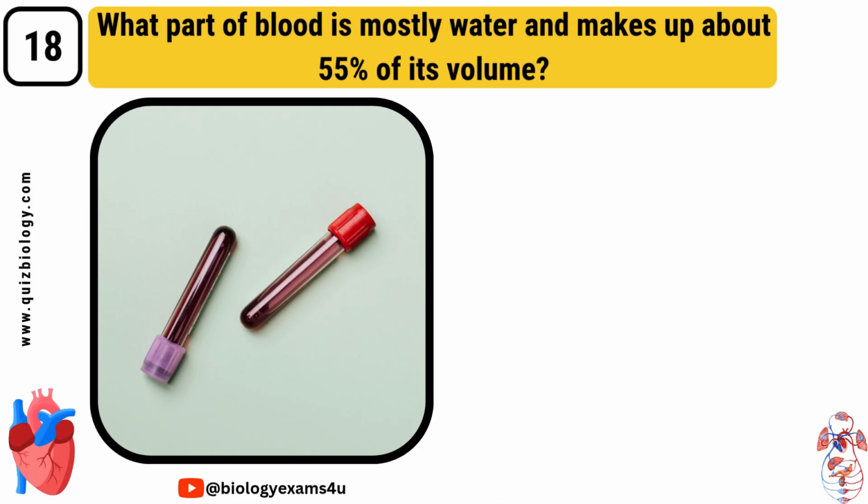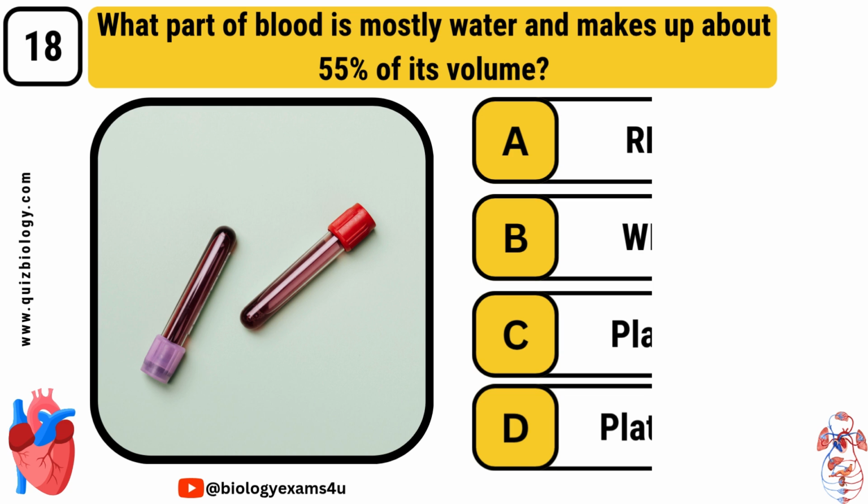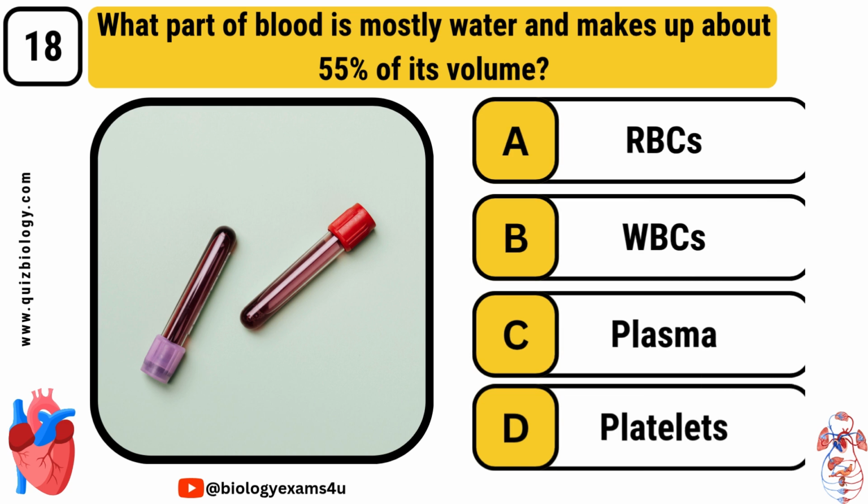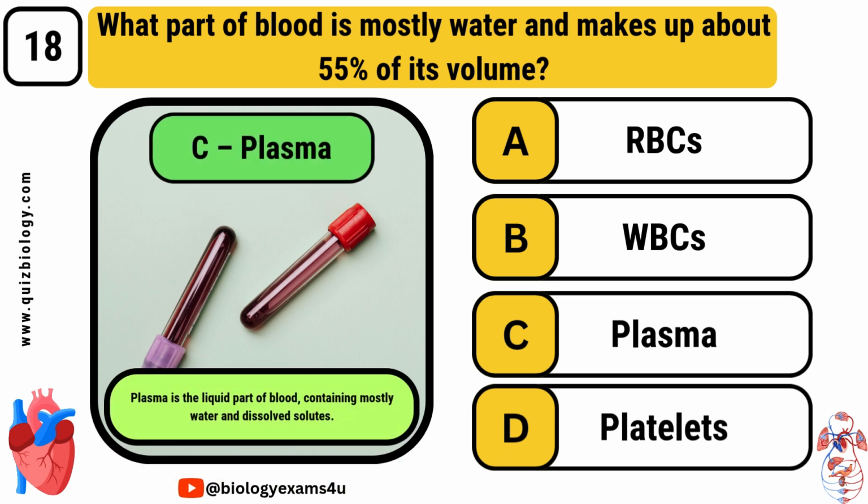Which part of the blood is mostly water and makes up about 55% of its volume? RBCs, WBCs, plasma, platelets. Plasma is the liquid part of the blood containing mostly water and dissolved solutes.